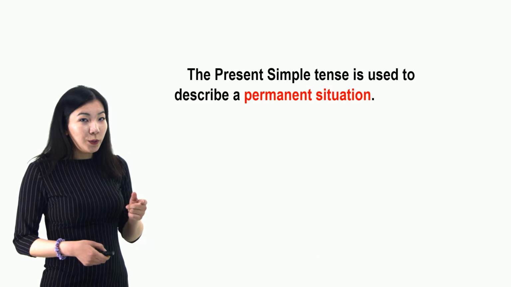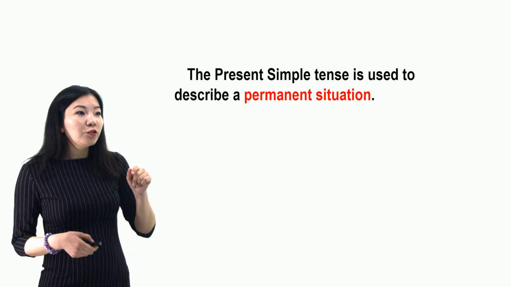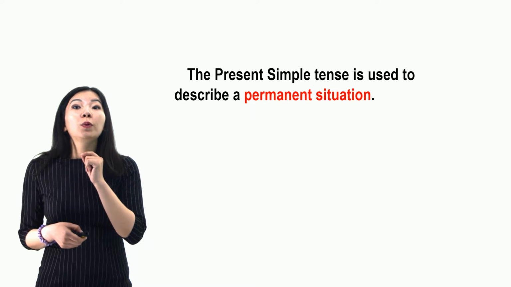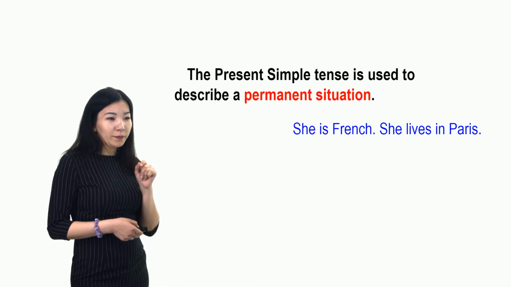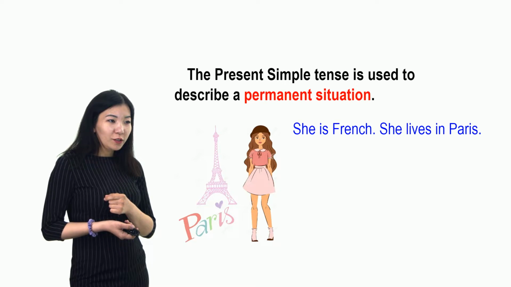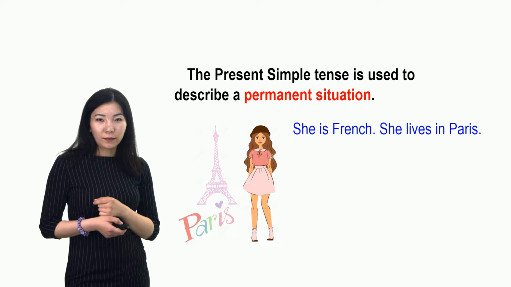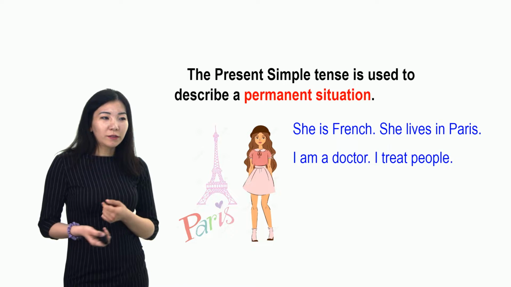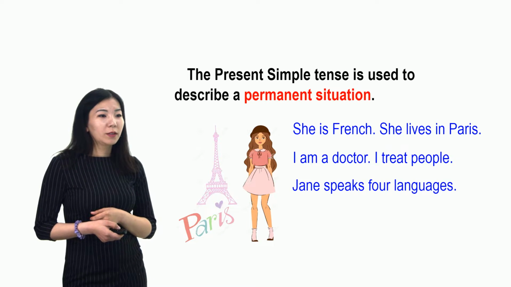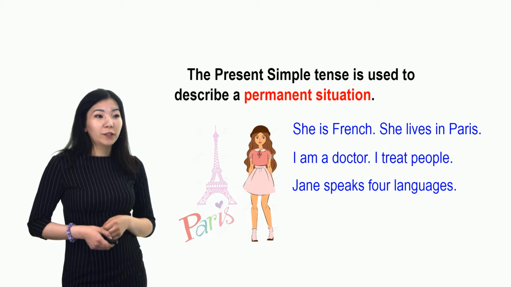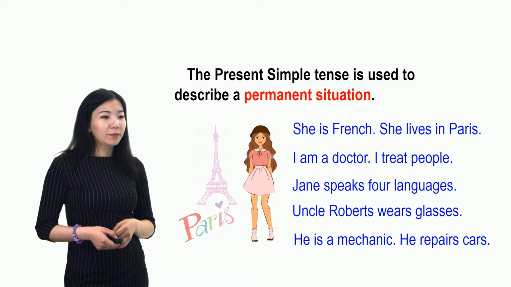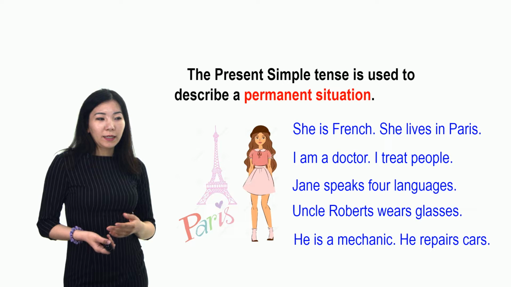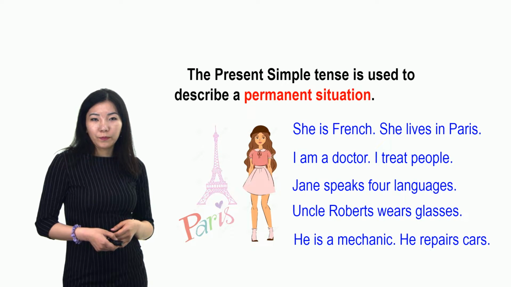Okay, also we use the present simple to describe a permanent situation. So let's read the following examples here. She's French. She lives in Paris. I'm a doctor. I treat people. Jane speaks 4 languages. Uncle Robert wears glasses. He's a mechanic. He repairs cars.